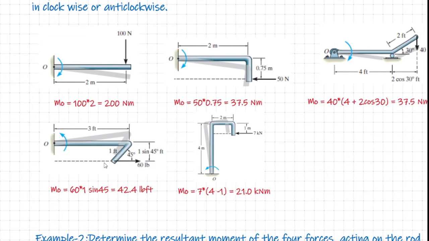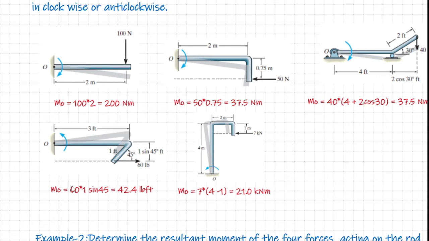Now here is again a simple 2D structure, and the geometry of the structure is already given to you. The straight part is of 3 feet in length, and the inclined part is of 1 foot long, and is inclined at 45 degrees. In this case again, let us compute the magnitude as well as the direction of the moment at the point O.